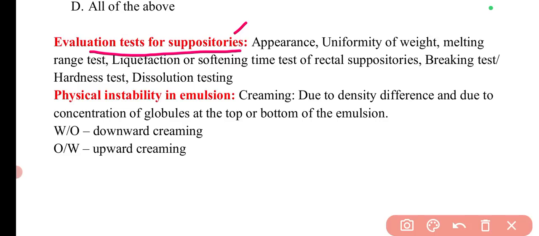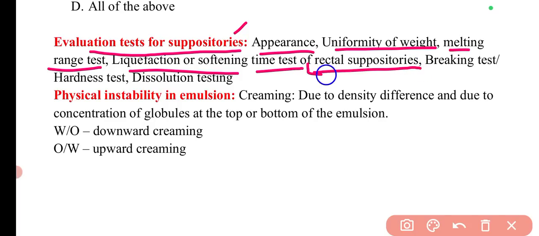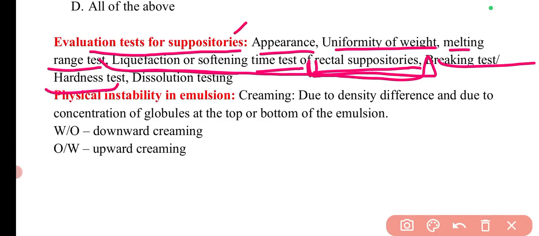Here you can find appearance, uniformity of weight, melting range test, and liquefaction or softening time test for rectal suppositories. A question can be asked on which type of suppositories the liquefaction or softening time test applies to. Then there are the breaking test, hardness test, and dissolution testing. These are the different evaluation tests for suppositories.